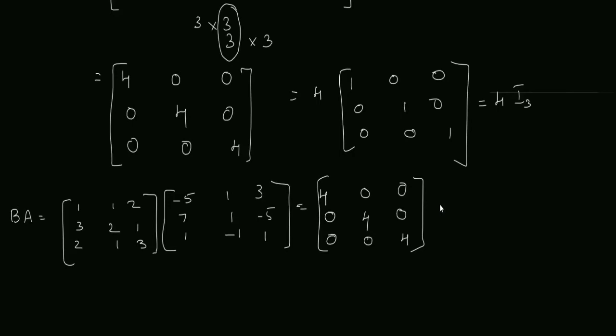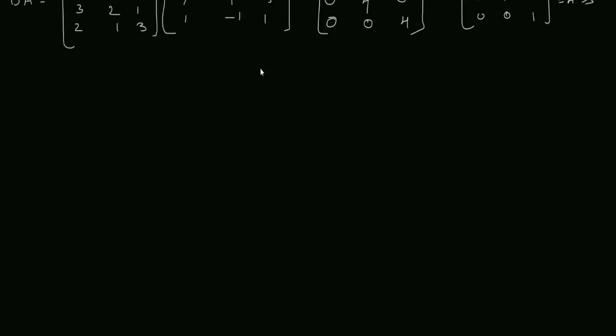So we can write this as 4 into the matrix 1 0 0, 0 1 0, 0 0 1. That is nothing but the identity matrix. So we now have AB equal to BA equal to 4I. Correct? So we can bring this 4 here.